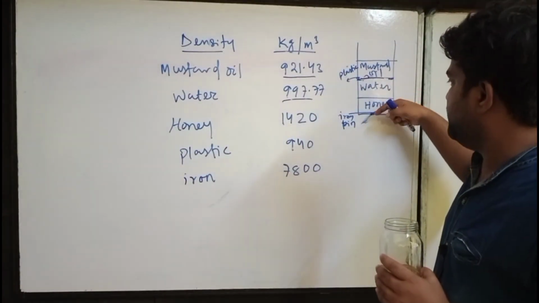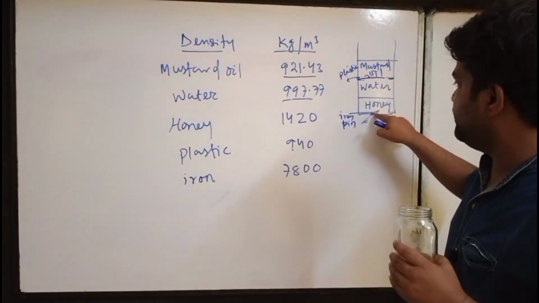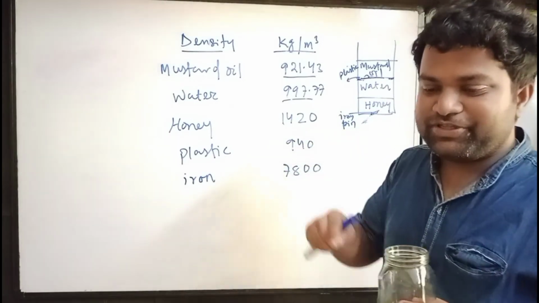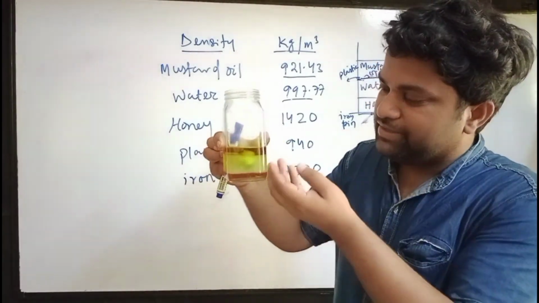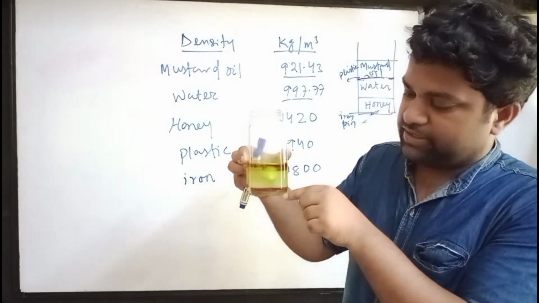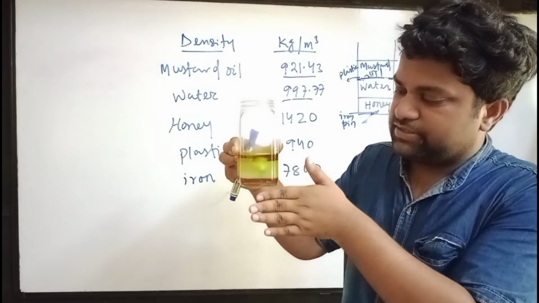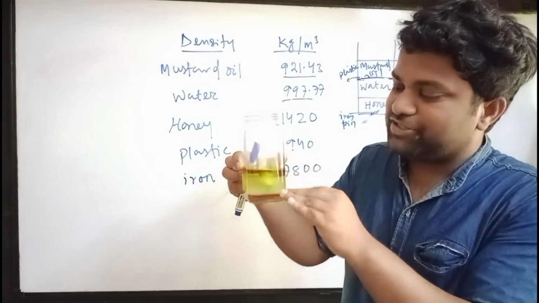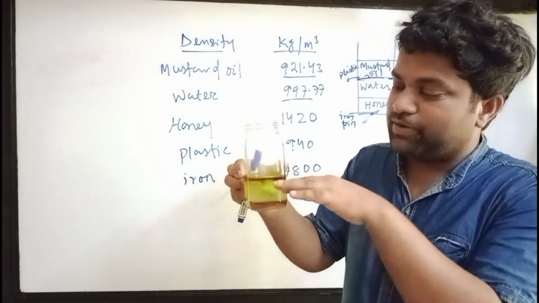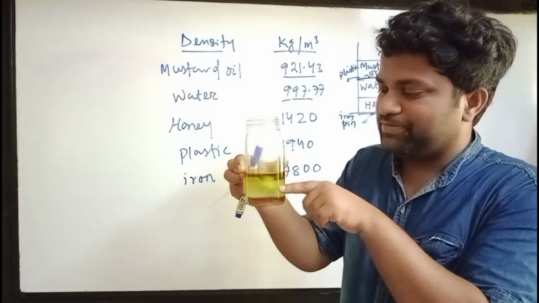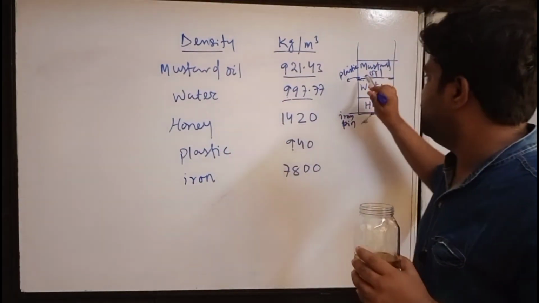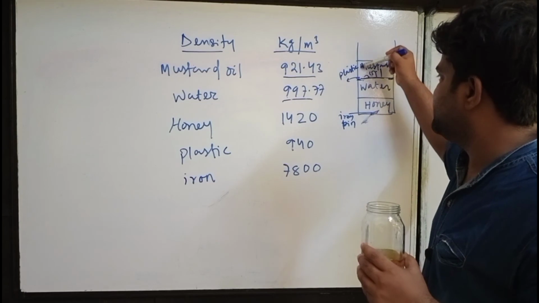As I have shown, the same thing I have represented here: the iron pin at the bottom, honey, then water, then plastic pin, then your mustard oil. So according to their density, they have arranged themselves nicely, and the concept of sink and float you can also understand here. The more the density, the more it will sink. Like the density of the iron pin is more, so it is at the bottom, and the plastic, whose density is lesser than water but more than your oil, sinks in oil but floats over the water. Because its density is less than the density of water, plastic is floating over the water here, but more than the density of oil, so it is sinking in oil.